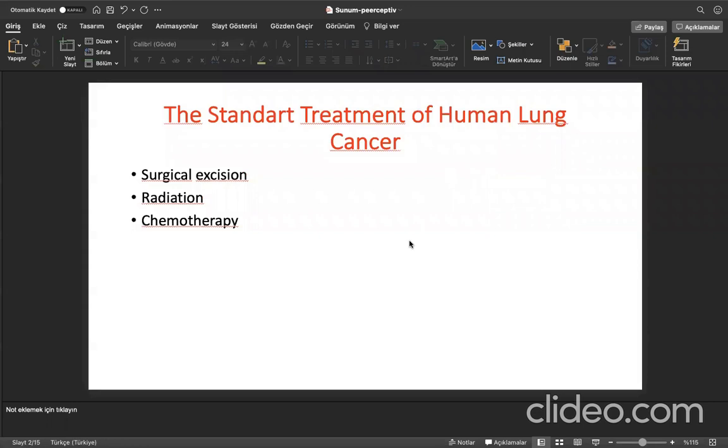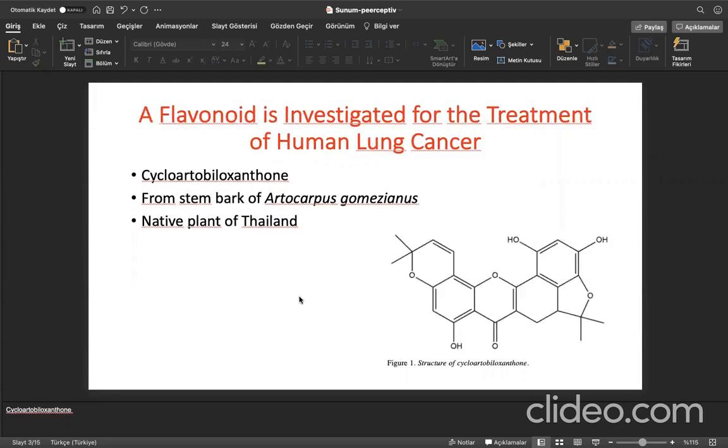So what is the conventional treatment for human lung cancer? First option, surgical excision, in which surgeons remove the cancerous tissue from the body. Other options are radiation therapy and chemotherapy, which have a lot of side effects, such as loss of hair and dysfunction of vital organs. So in this article, researchers investigate the effects of a flavonoid on human lung cancer.